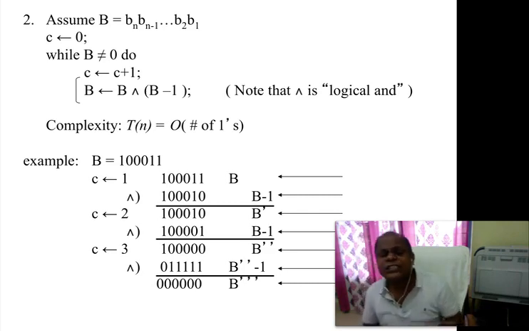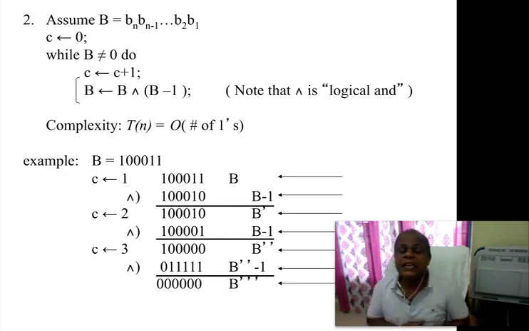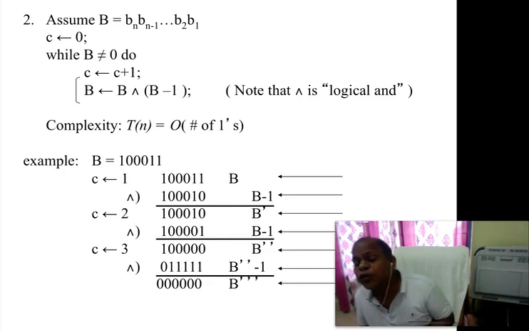Hence in this case, for the time complexity, the loop will not run n times as in the case of the previous one. Rather it will run as many times as the number of ones. See, c is 3, the number of ones is 3, 1, 2, 3, so three times it is running. Hence in this case, the time complexity T(n) is big O of the number of ones.